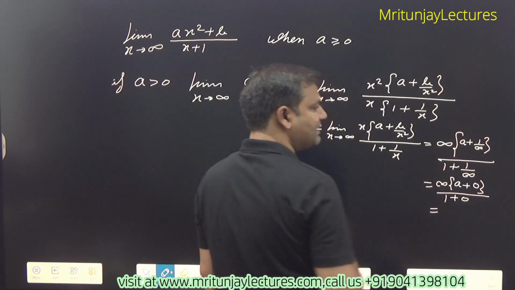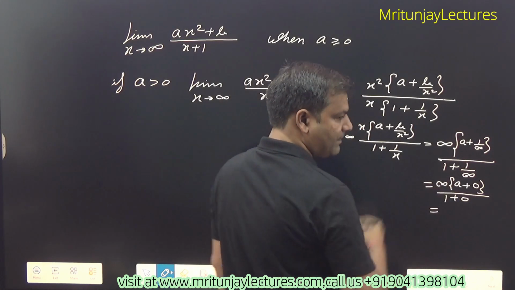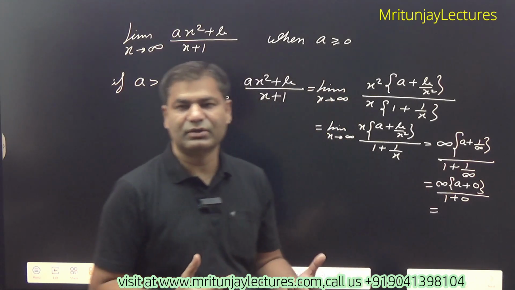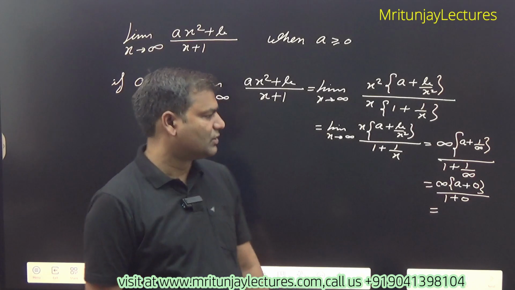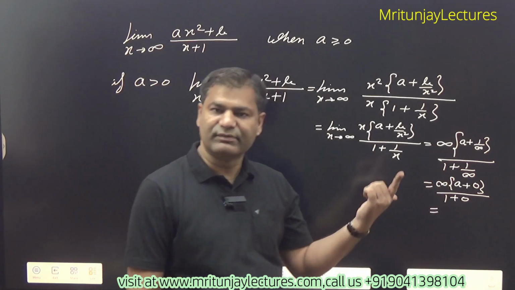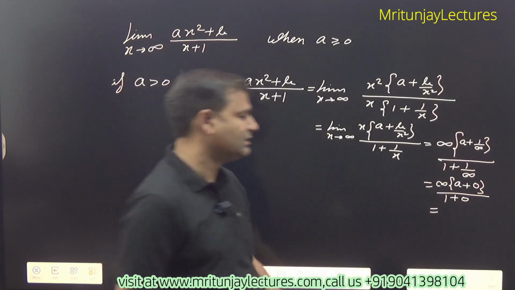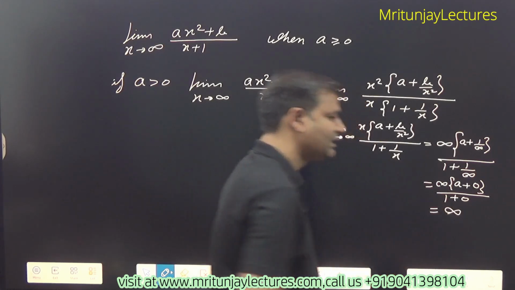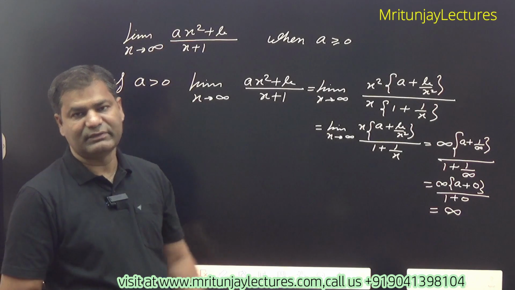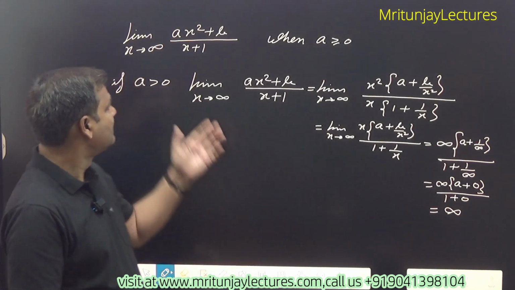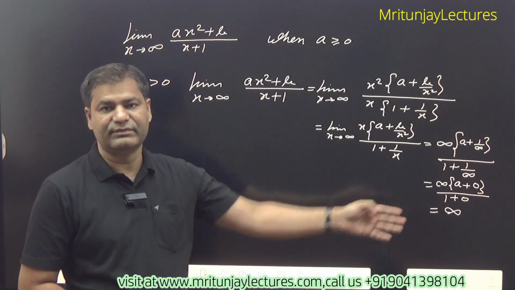Since a is greater than 0, a is any number, like 2, 3, 4. So 2 into infinity is infinity, and infinity by 1 is infinity. I hope that is clear. If a is greater than 0, then the value we get is infinity.